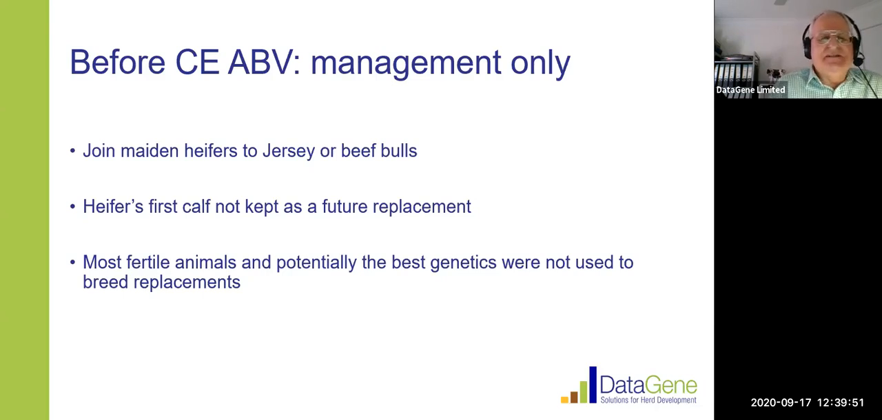And the challenge there was that you basically gave up that first calf. To get that first calf out of a maiden heifer, you were really joining it to a bull or a breed where you weren't keeping that calf as a future replacement. Your maiden heifers are the most fertile animals in your herd, and potentially the best genetics. So we were, in essence, foregoing that first calf just to avoid calving difficulties.